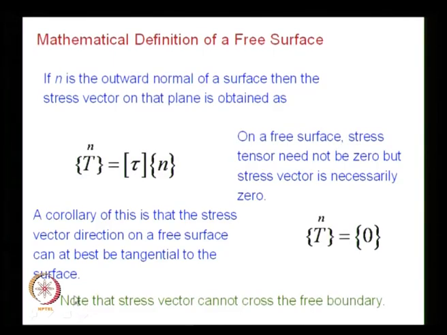So, what we are now saying is that a corollary of this is that the stress vector direction on a free surface can at best be tangential to the surface. In other words, the stress vector cannot cross the free boundary. That is what I get from looking at Cauchy's formula and this mathematical expression, and finally, I come to the axiom that stress vector cannot cross the free boundary. You must have heard that shear cannot cross the free boundary when you did bending. The same thing is put in different words. It is more of a generic statement now.